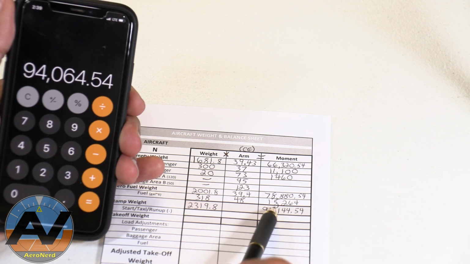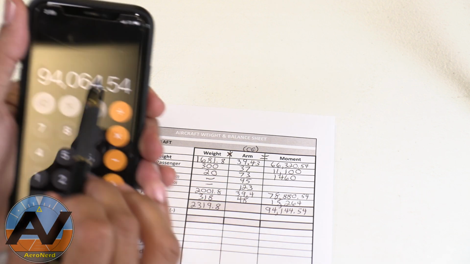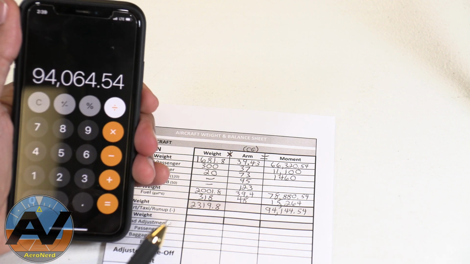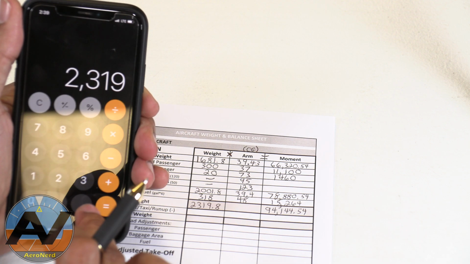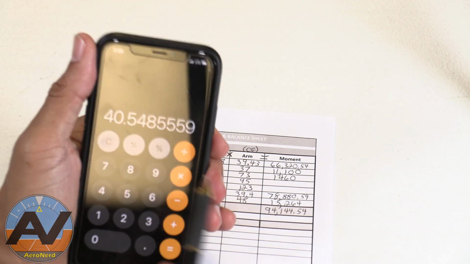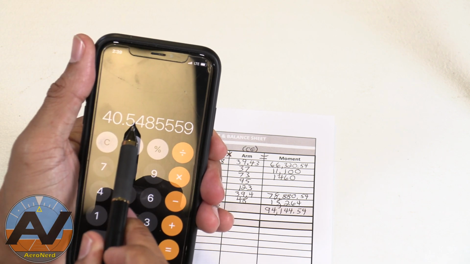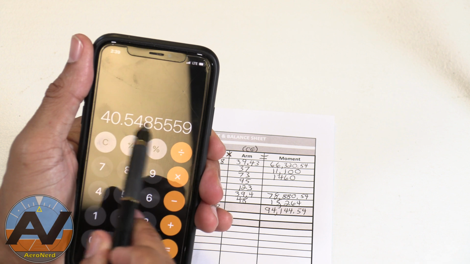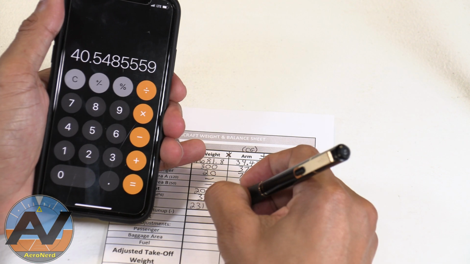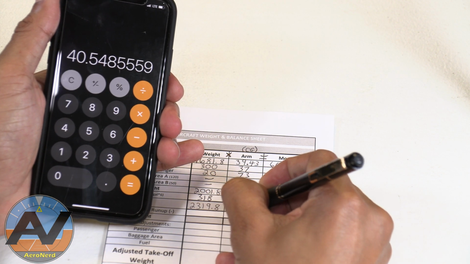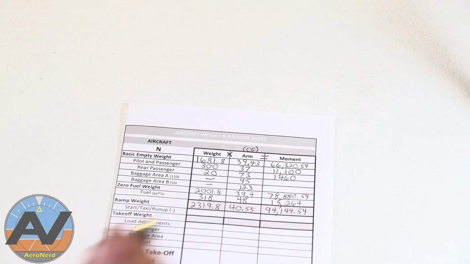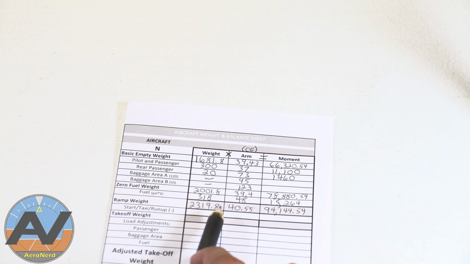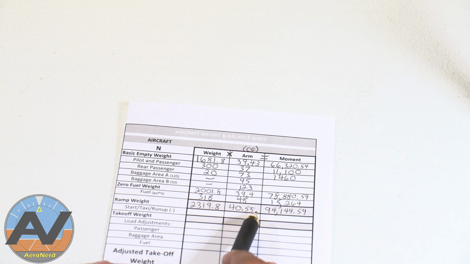So 94,144. Divide that by the weight. We already have that in there. So we divide that by 2319.8, and that's going to equal 40.5. I'll just round it out to 40.55. So 40.55. Now, before we even go any further, let's see if our aircraft is within standards.